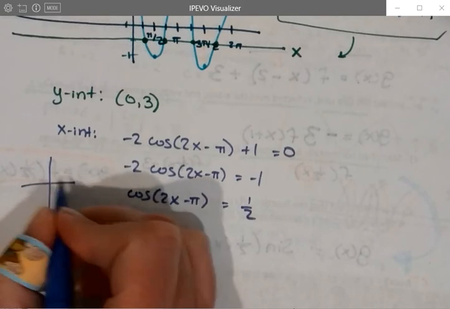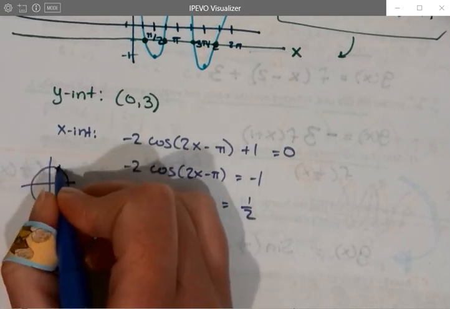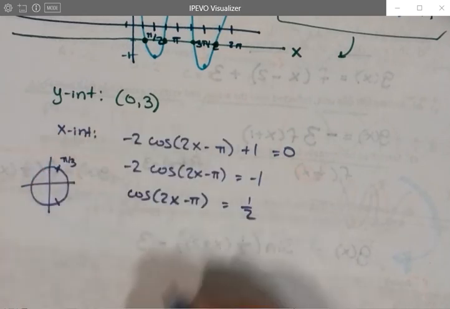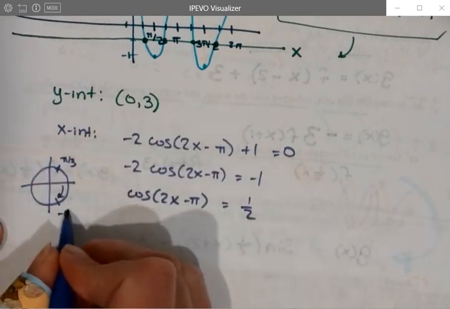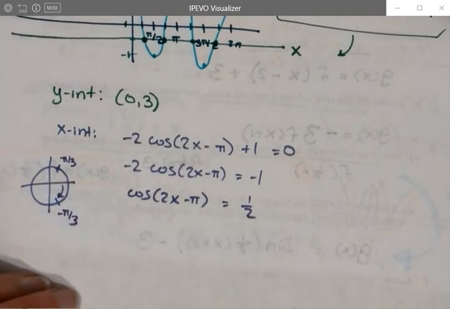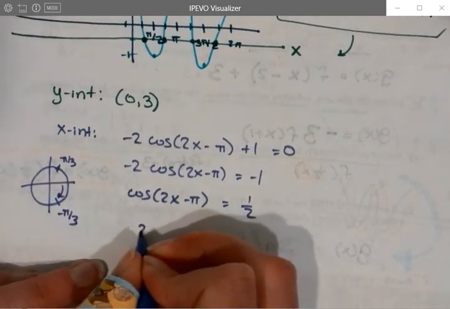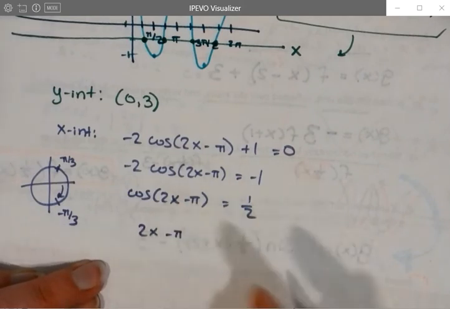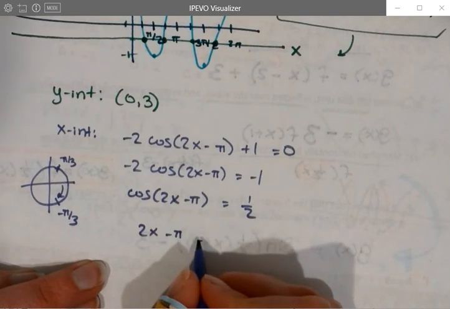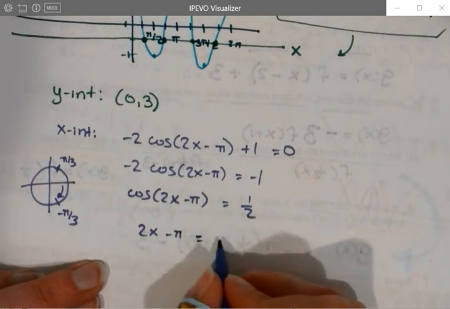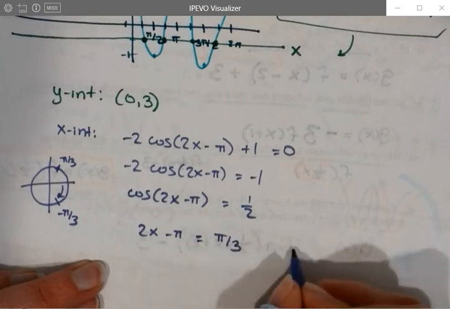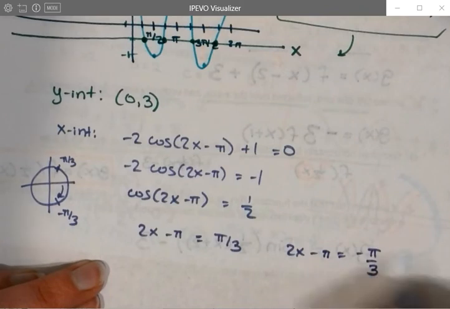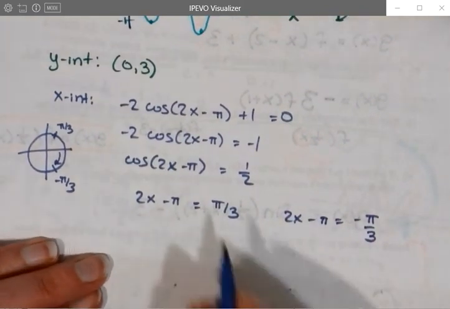Need to grab a unit circle, and I need to find places where cosine is equal to 1/2. One of those is up here at pi thirds, and the other one is back down here at -pi thirds. So if I set the 2x minus pi, the inside, equal to those two angles, pi thirds, and 2x minus pi equals -pi thirds, we might be able to solve for x.